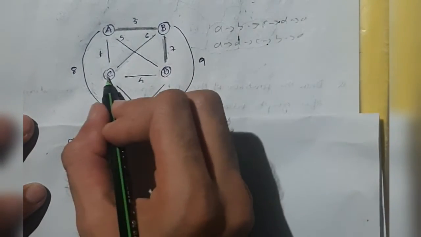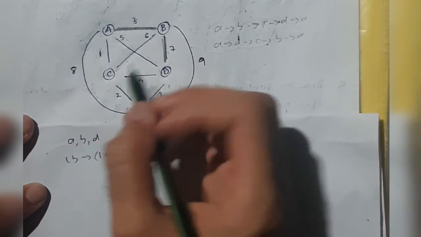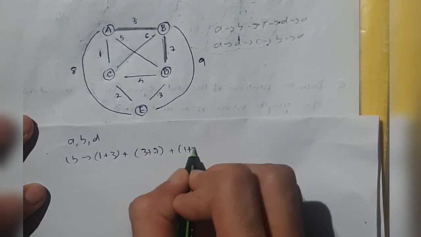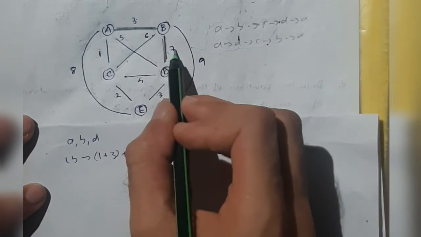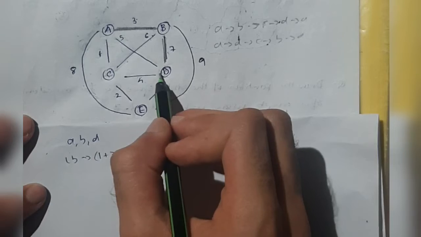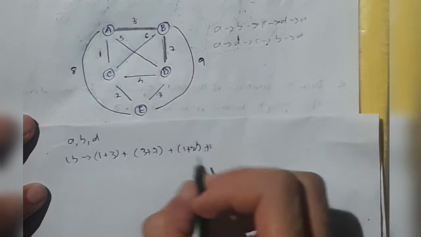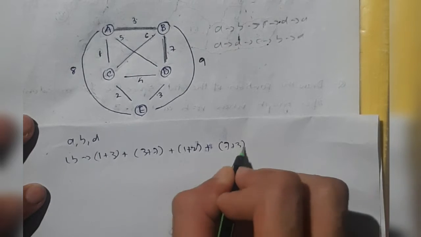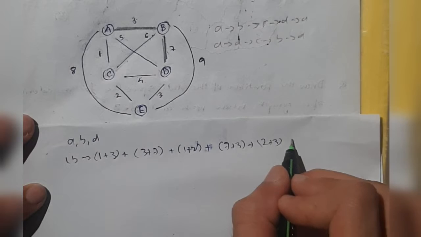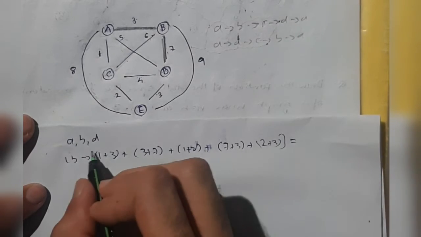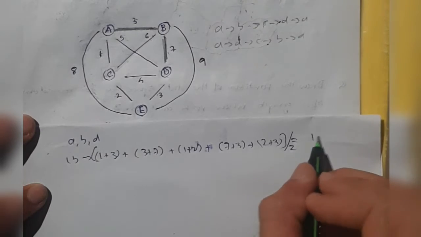From C there is no compulsory edge here, so we'll be selecting 1 and 2, plus 1 plus 2, plus from D it is the 1 compulsory edge 7, and the least among 5, 4 and 3 is 3, so 7 plus 3, plus the last one E, which is 2 plus 3. That will give us the answer, and dividing this by 2, we'll get the answer as 16.